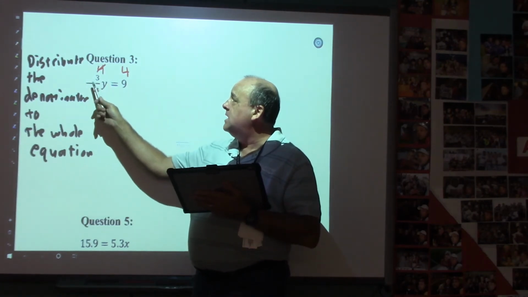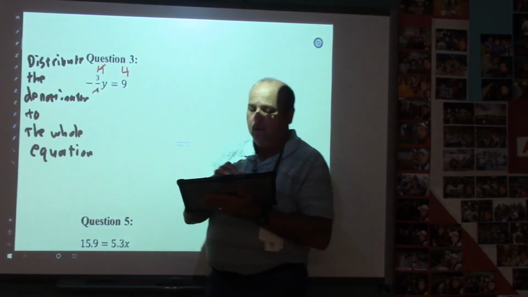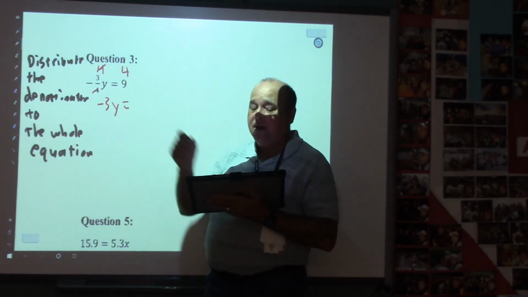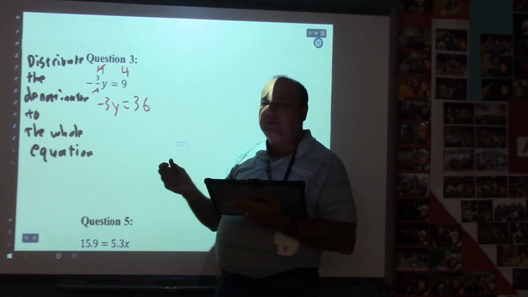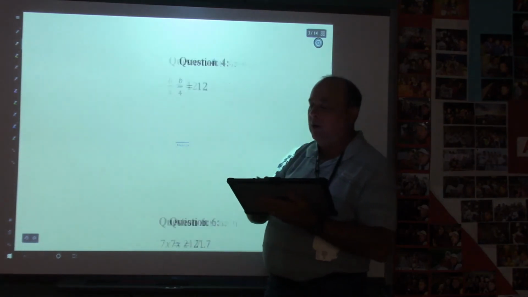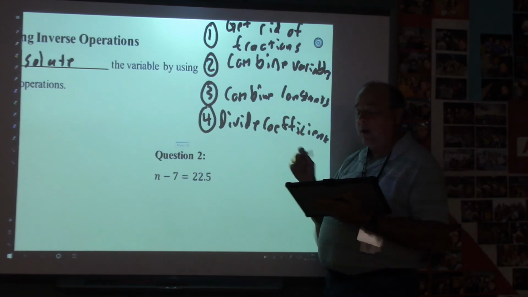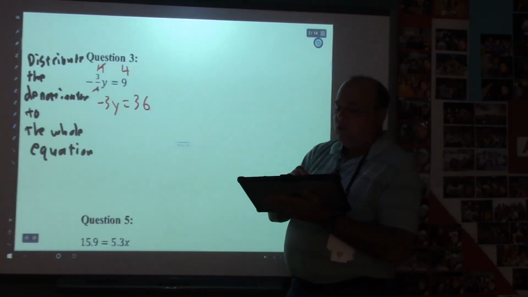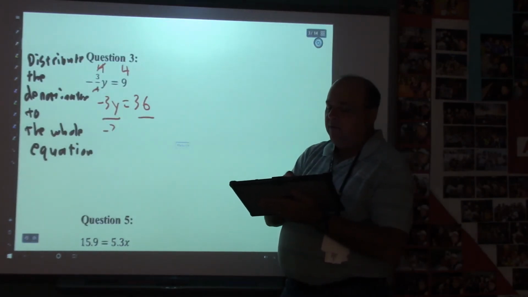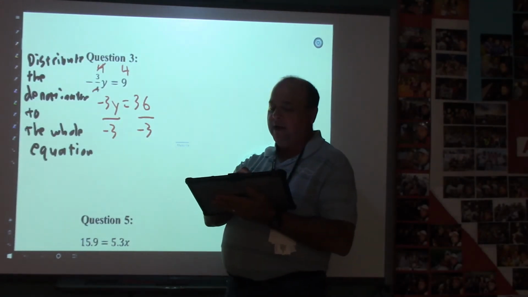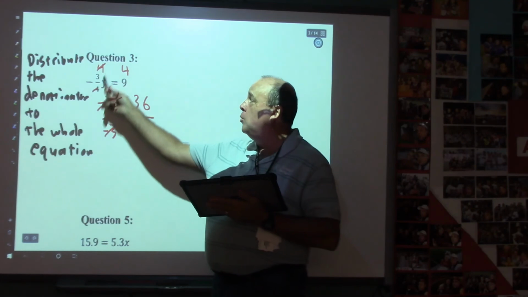Now then on the left side, I just got negative 3y on it. Equals, and what will this be? 4 times 9 is 36. And the last step, if you look over here, we had to do 2 steps on this one. The last step is to divide by the coefficient, right? Okay, so I'm going to draw 2 fraction bars, and I'm going to divide by negative 3. The negative 3 is my coefficient. The negative 3's cancel out, just like the 4's did, right?